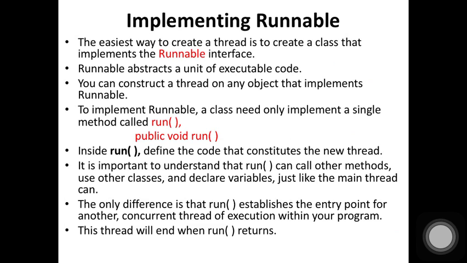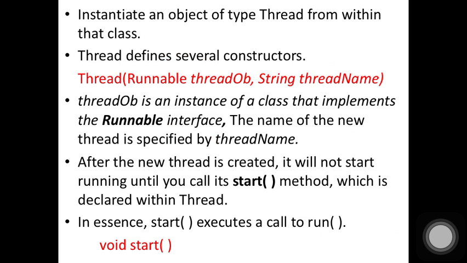Whatever code you are supposed to assign to that particular thread will be inside the run method, and this run method will run for us. The run method establishes the entire entry point for another concurrent thread of execution within your program. The thread will end when run returns. So this is the starting point and this is the ending point whenever you encounter a return statement. Whatever statements are inside the run method all belong to that particular thread and execute one by one continuously until it reaches the return statement.